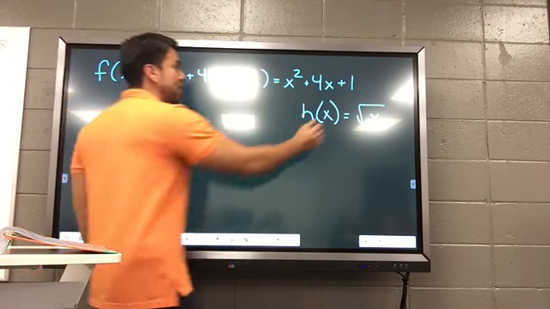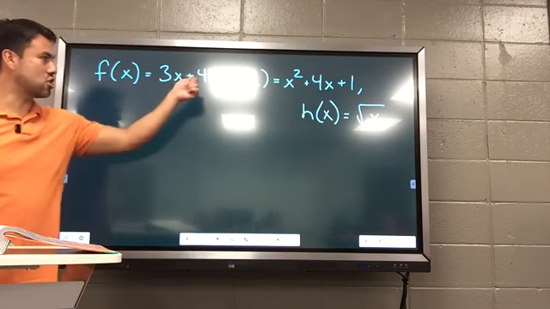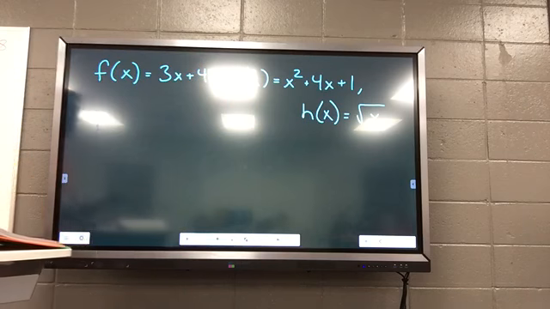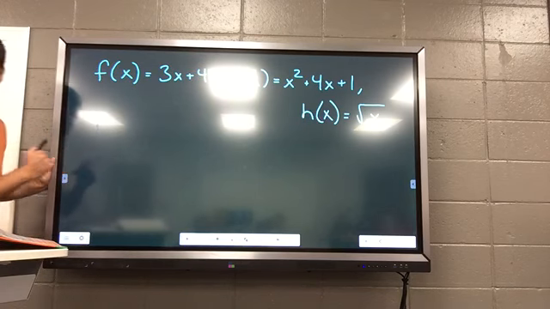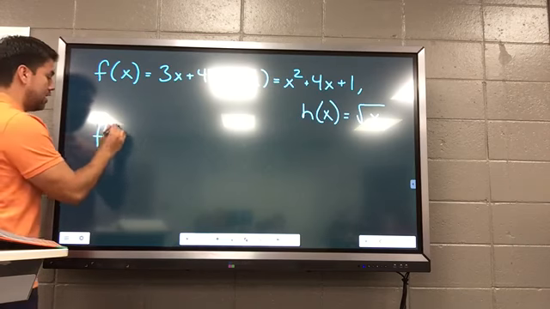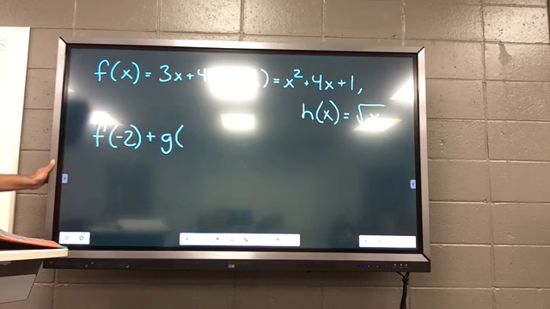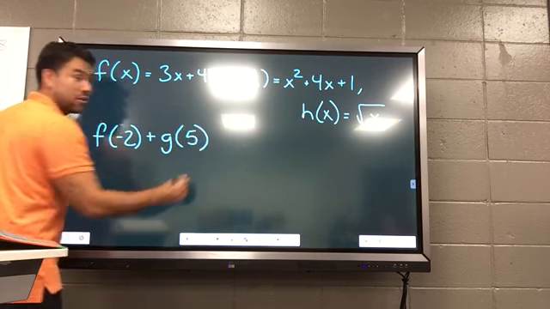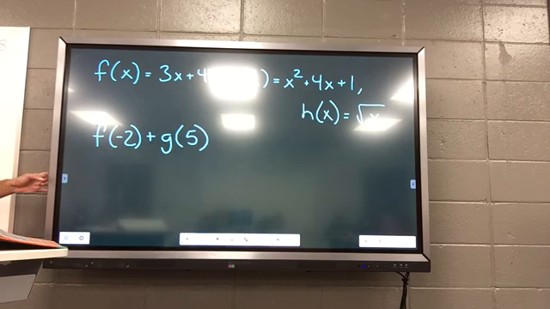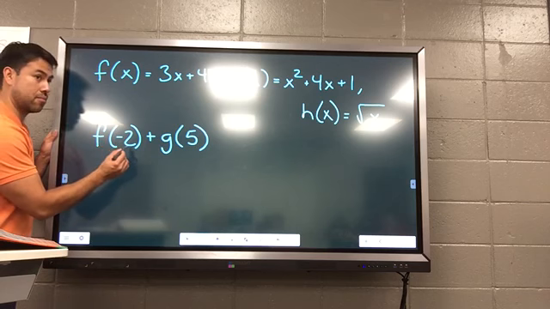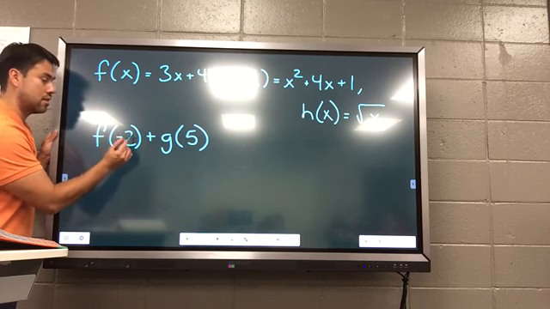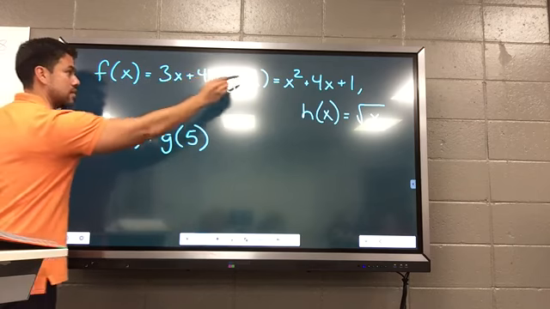Okay, so we have 3 functions, right? F of x, g of x, and h of x. What are you doing on number 4? You're trying to find what is f of negative 2 plus g of 5. So does anyone remember what to do? But I thought the variable was... the variable is in the parentheses right here. So what does x equal? Negative 2. And which one of these?